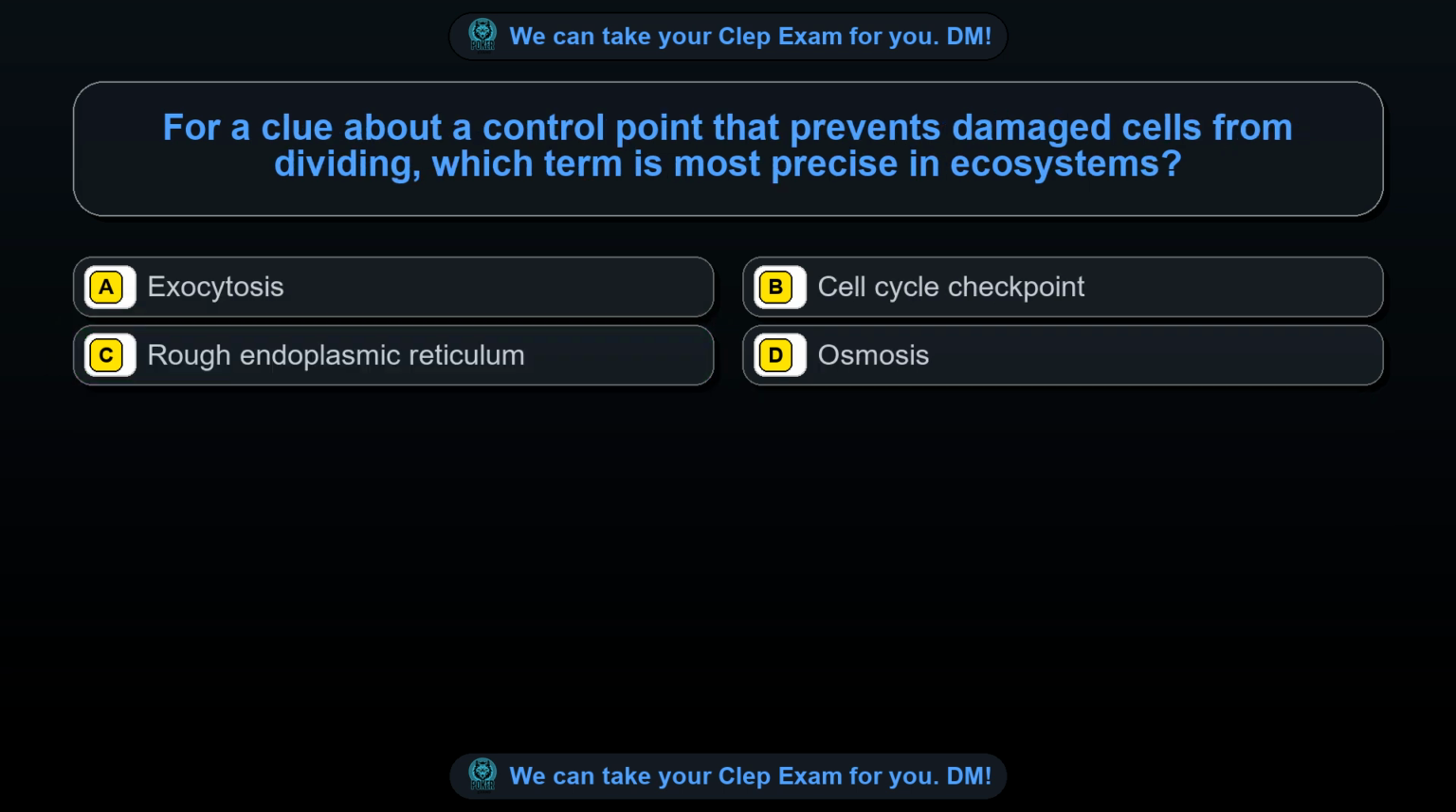Question 12. For a clue about a control point that prevents damaged cells from dividing, which term is most precise in ecosystems? Option A, exocytosis. Option B, cell cycle checkpoint. Option C, rough endoplasmic reticulum. Option D, osmosis. The correct answer is option B, cell cycle checkpoint.